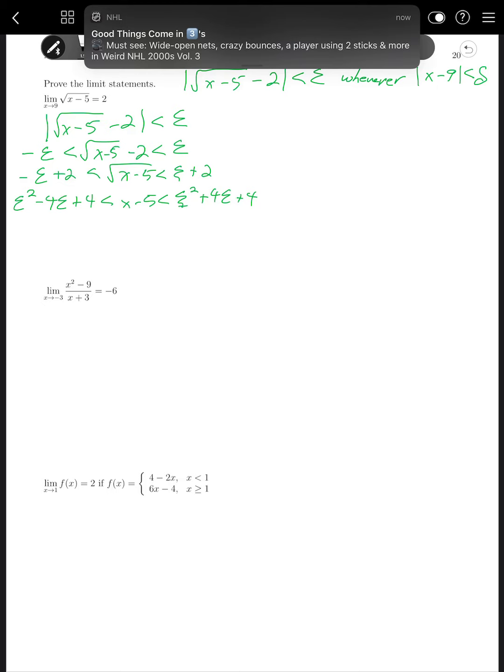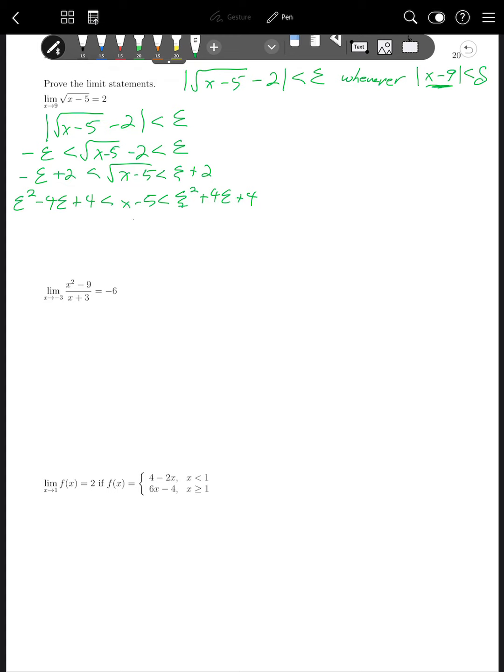Okay, so we're trying to make x minus 9. I already have x minus 5, so to make that into minus 9, I just need to subtract 4 from it. If I'm going to subtract 4 from the middle one, I need to subtract 4 from the outside ones. And so what we get is epsilon squared minus 4 epsilon is less than x minus 9, which is less than epsilon squared plus 4 epsilon.